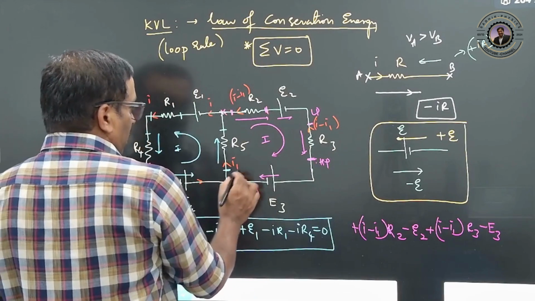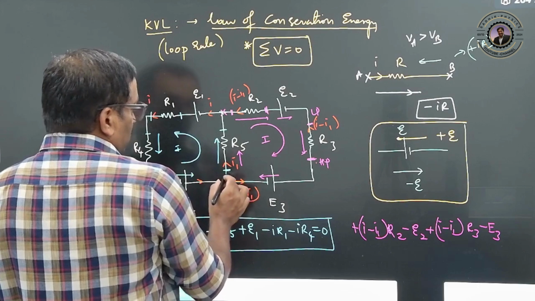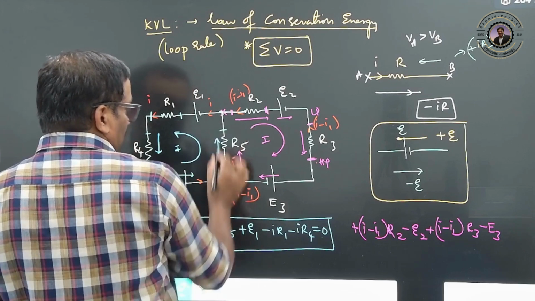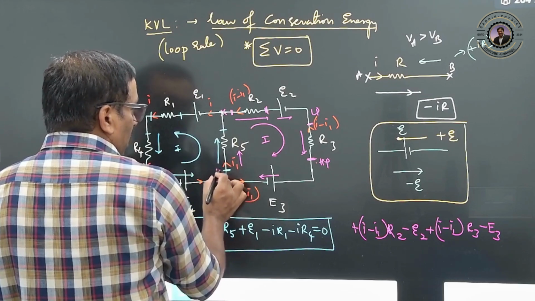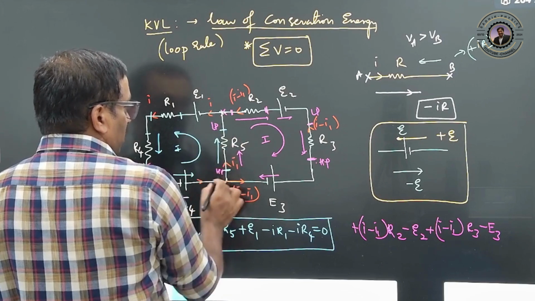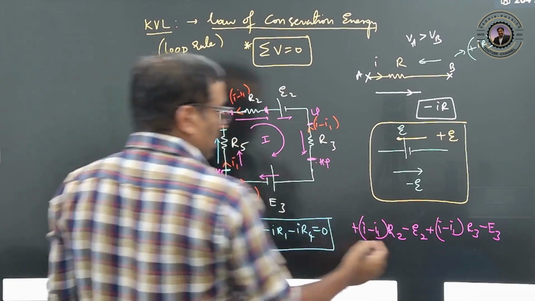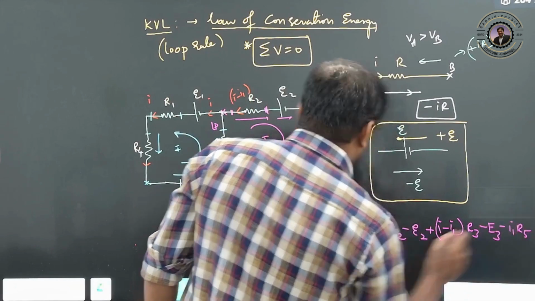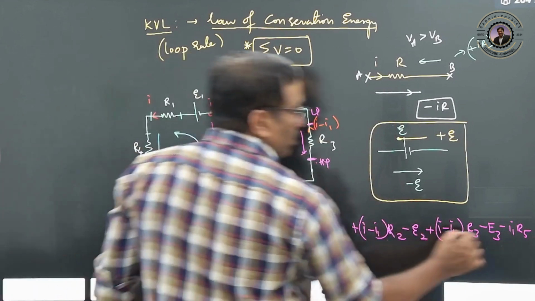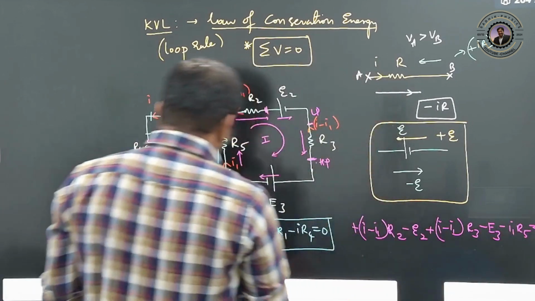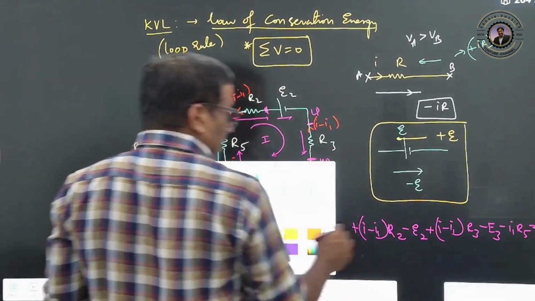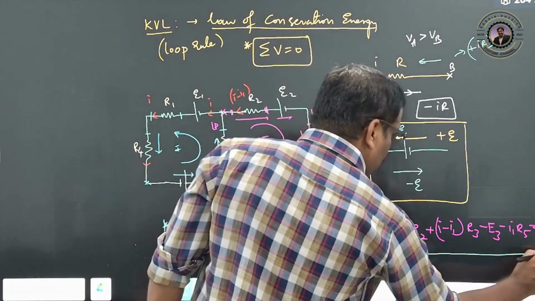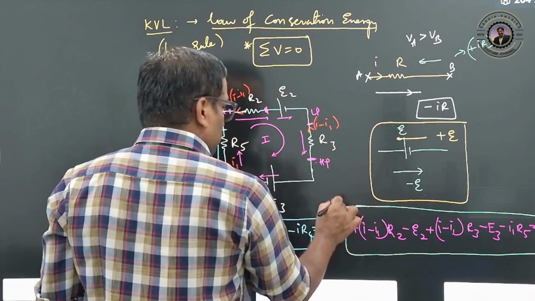Again I am going from here to here. In this direction only the current is traveling now. Therefore, this is your higher potential and this is your lower potential. Going from higher to lower, minus. So minus I1 into R5. Now I reach this point, therefore it is equal to 0. So in this way, you can write the equations.